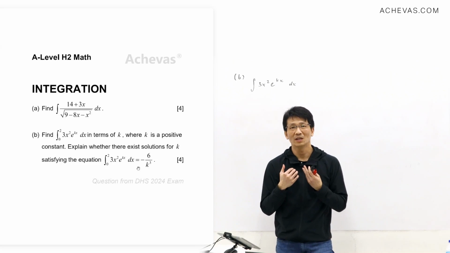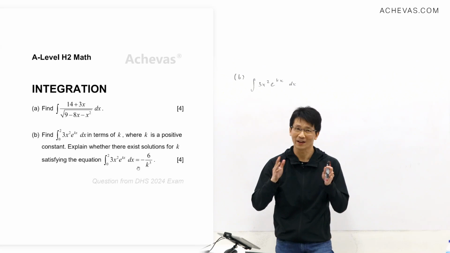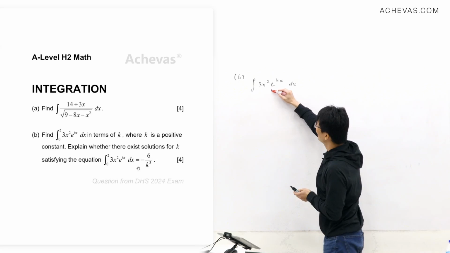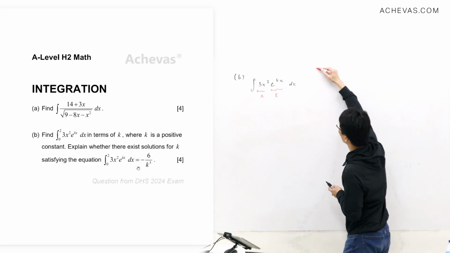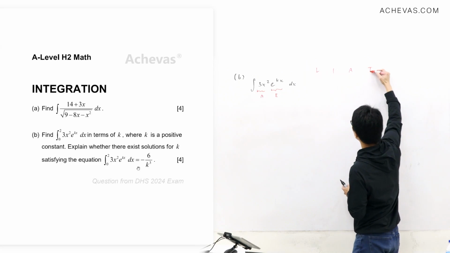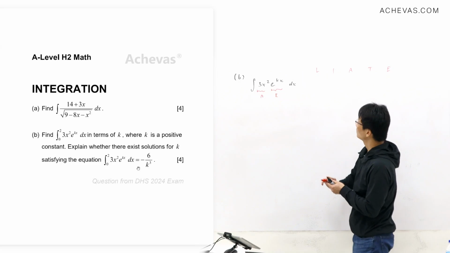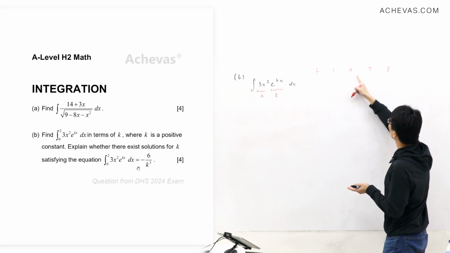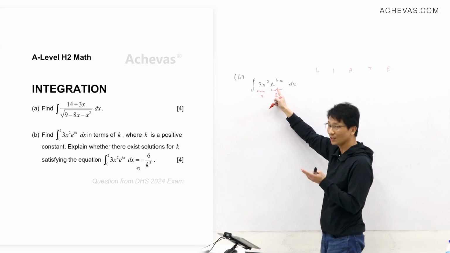So I may consider it as an indefinite integral first. After I find my final answer, then I put in the limits. Looking at this, I see that this comprises two different functions. This is the exponential, this is the algebraic. So I can make use of the LIATE guidance to assign which one is the u and which one is the dv/dx. Since this algebraic is in front of the exponential, I will assign this to be the u, and this is the dv/dx.